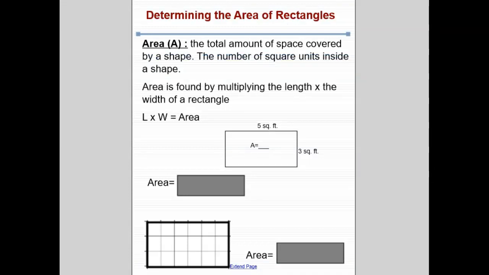So you know area is the total amount of space covered by a shape. And we know it's the number of square units that fit inside a shape. You know one way to find area is just by multiplying the length and the width.